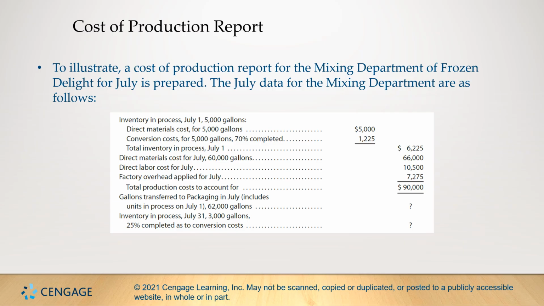Building the cost of production report begins with the following data being provided. We see that beginning inventory has a dollar value of $6,225, $5,000 of which is the cost of direct materials, and $1,225 is the conversion cost. The actual quantity of beginning inventory is 5,000 gallons of ice cream, which is 70% complete with respect to conversion costs.